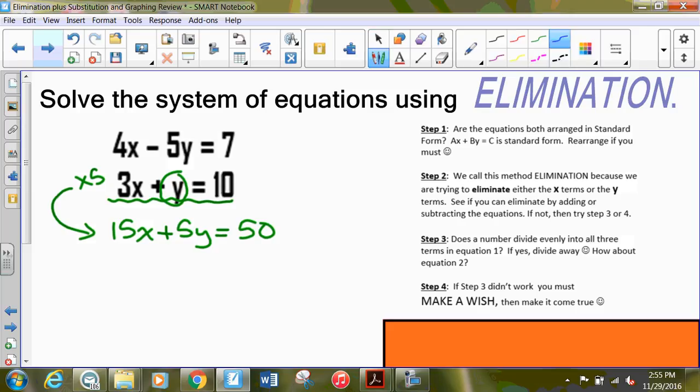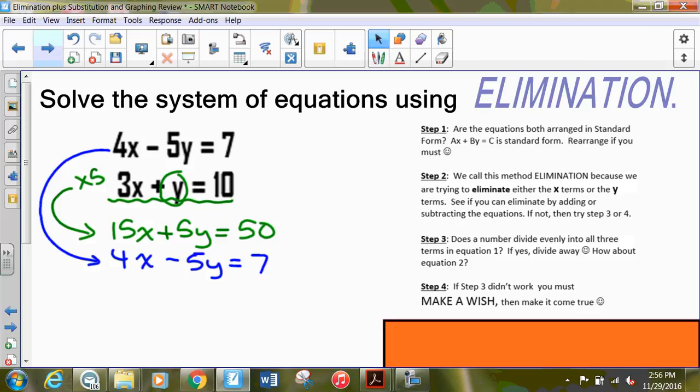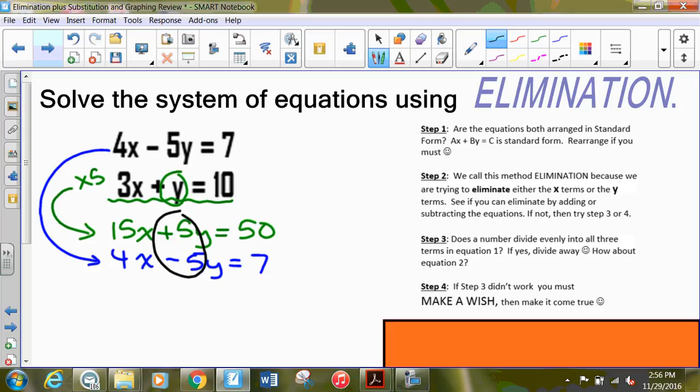And so now we're going to take this other equation and rewrite it because we want them to be close to each other when we choose to add or subtract so we don't make mistakes. And now what are we going to do? Are we going to add or subtract? Well, since the positive 5 and the negative 5 are going to cancel out because they're opposite signs, we're just going to add. We don't need to subtract.